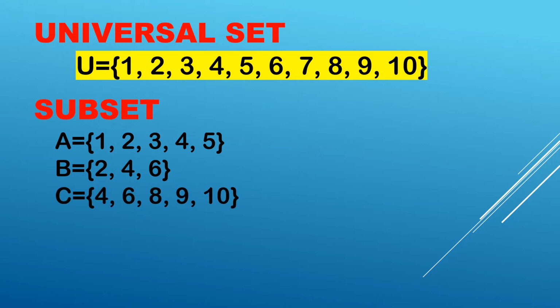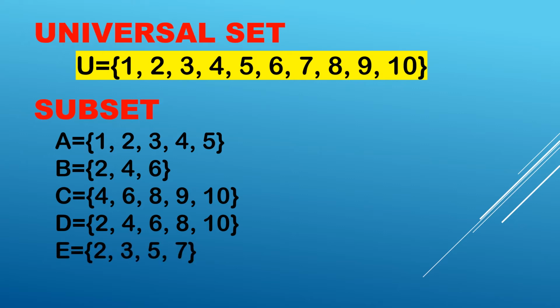Set C, we have the set of composite numbers. And set D, we have the even numbers from 1 to 10. And last, we have set E. We have 2, 3, 5, and 7. So, these are the prime numbers.